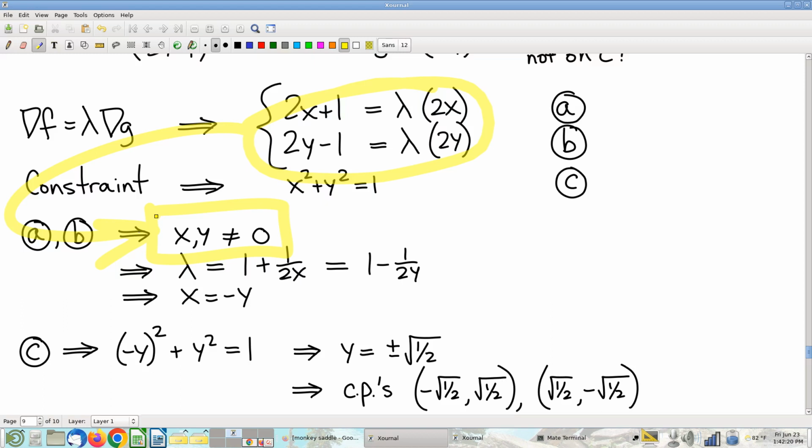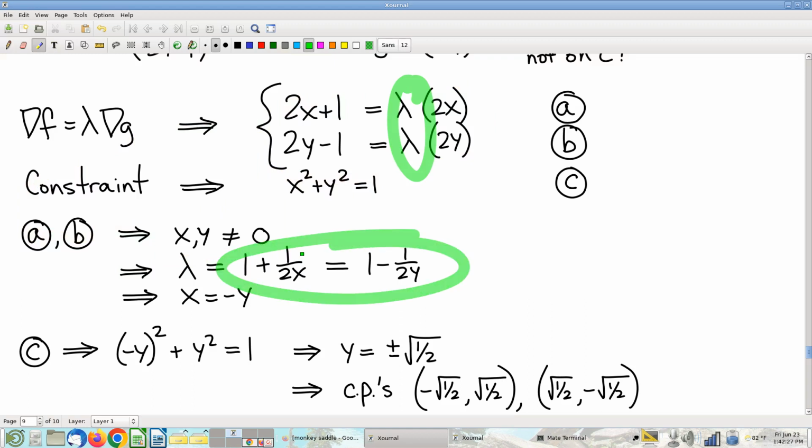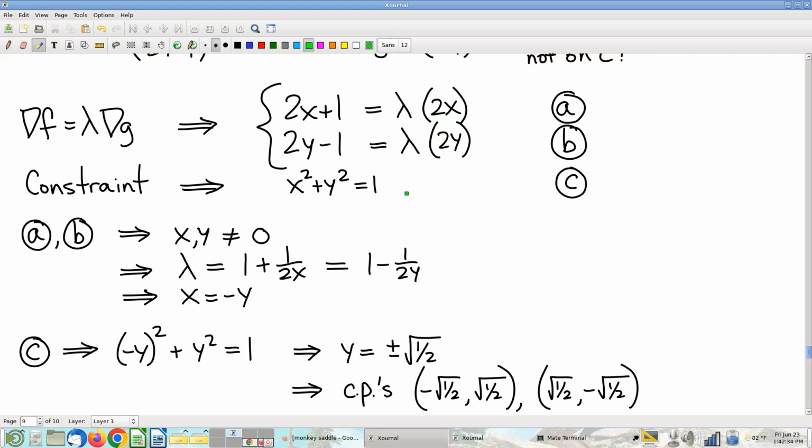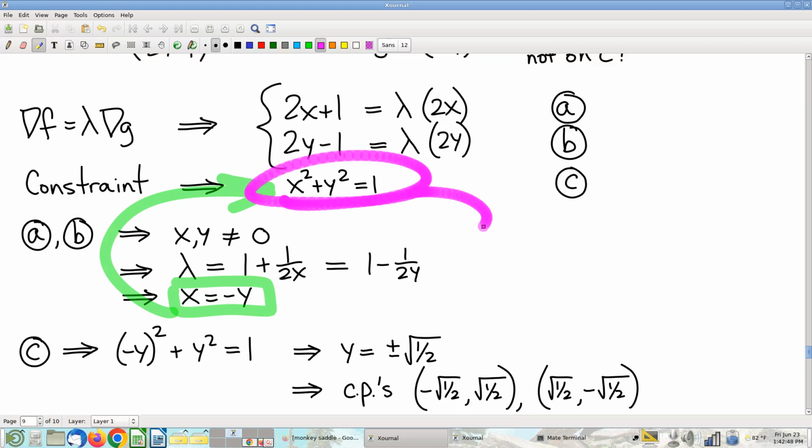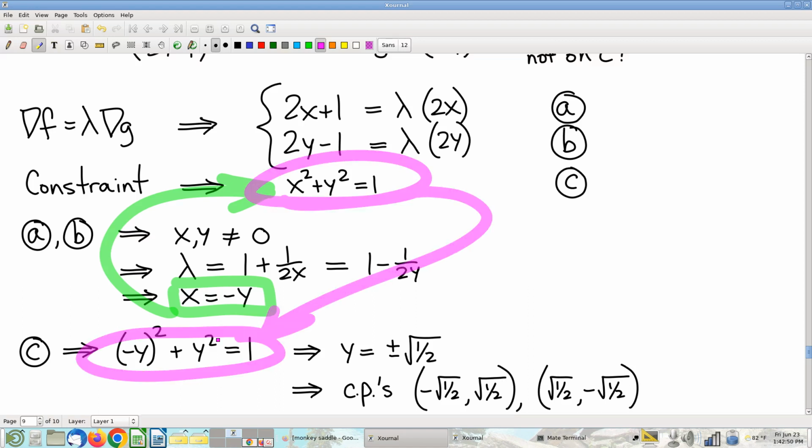Okay. All right, with x and y non-zero, then as previously noted, lambda equals lambda, so therefore that equals that, and then you can move those equations around a little bit, and that tells you that x has to equal negative y. Now it doesn't end the story, but we have a relationship between x and y that we can now plug into there. Our constraint equation then becomes this, which is easy to solve.